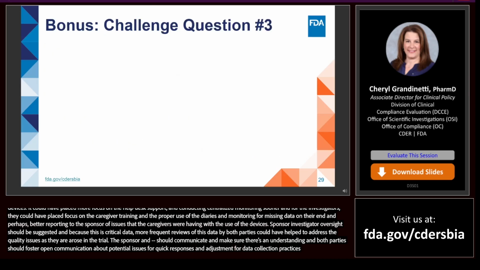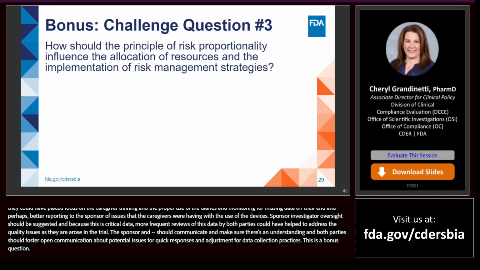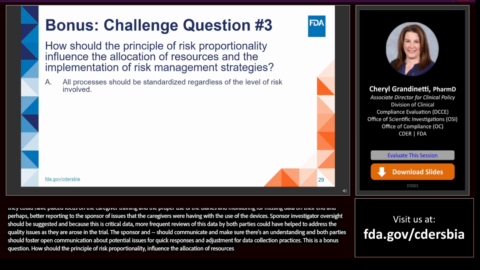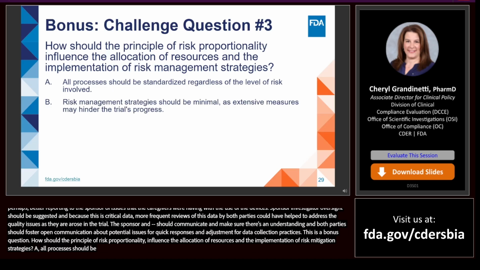So this is one more bonus question because I really want to drive this point home. How should the principle of risk proportionality influence the allocation of resources and the implementation of risk mitigation strategies? A, all processes should be standardized regardless of the level of risk involved. B, risk mitigation strategies should be minimal as extensive measures may hinder the trial's progress.